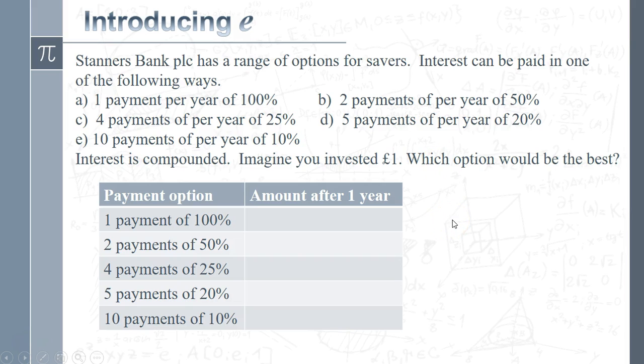So here we go. Our first option, at the end of the year, I'm going to have £2, because there was the £1 that you invested originally, and then the 100% interest I'm going to give you, which is another £1, so you've now got £2. Now let's have a look at option 2, 2 payments of 50%. You've got your original £1. I'm going to increase that by 50%, 1.5, and do that twice. So what you end up with is £2.25.